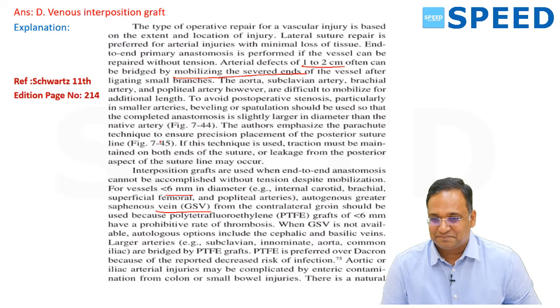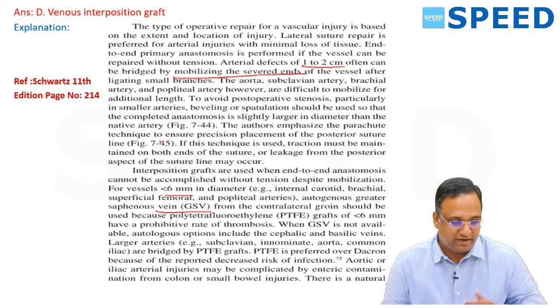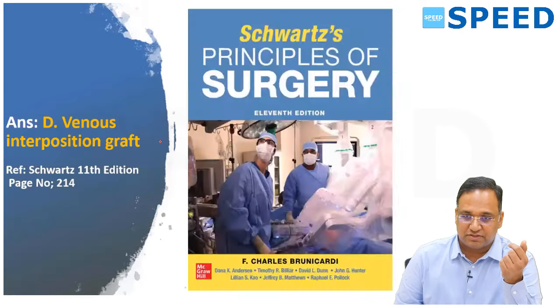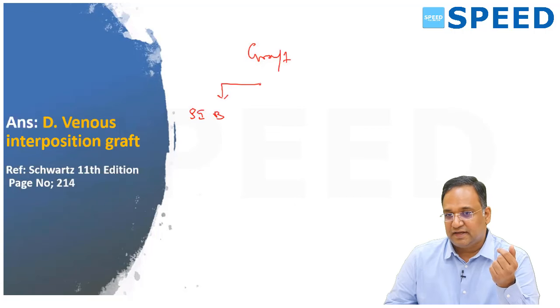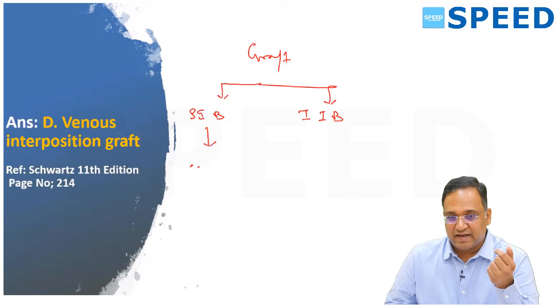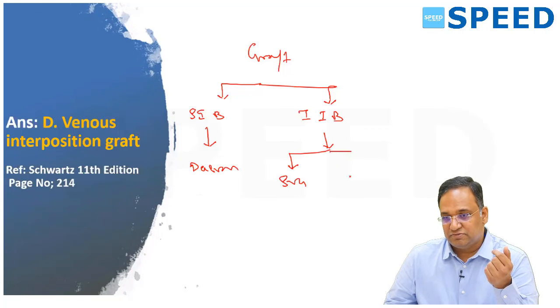Yes or no? They can ask you the best graft of choice for infrainguinal bypasses. They can ask you this question. Suppose the graft, they can ask you suprainguinal bypass. They can ask you infrainguinal bypass. For suprainguinal bypass, Dacron you can use. Infrainguinal bypass, the best choice is saphenous vein graft. The next best will be PTFE. Understood? And saphenous vein graft can be used in situ or reversed.